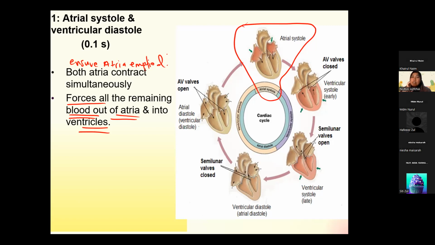So that's why the time is short, just 0.1 second. Okay, that is the first one. Very simple. So now you have to imagine your blood is in the ventricle. Your atria is already empty, so it will switch into a relaxation mode. Your atria will relax, then your ventricle will be full with blood.